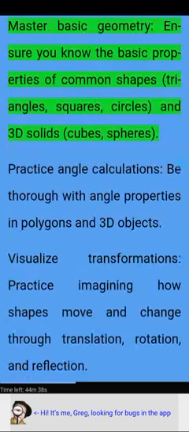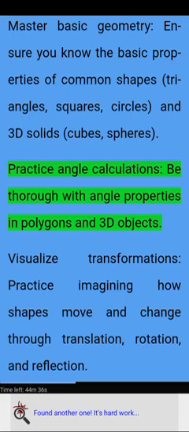CAS Prelims 2018. Strategies for exam success. Master basic geometry. Ensure you know the basic properties of common shapes, triangles, squares, circles, and 3D solids, cubes, spheres. Practice angle calculations. Be thorough with angle properties in polygons and 3D objects.